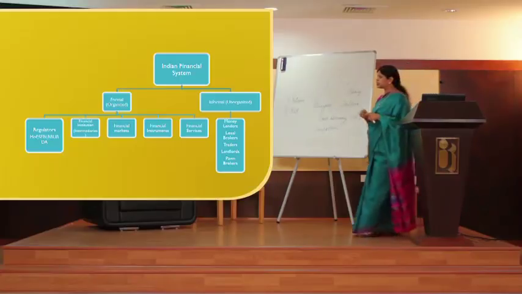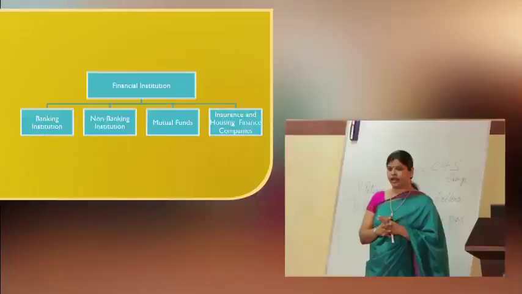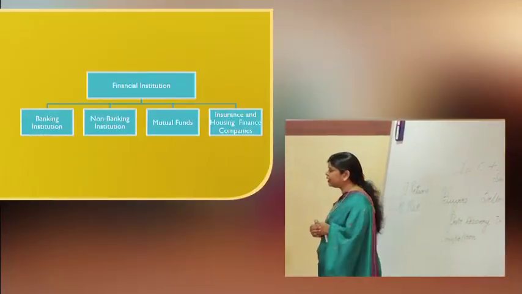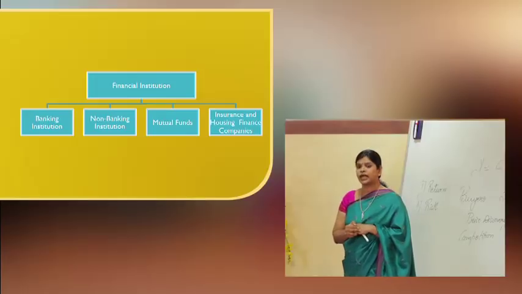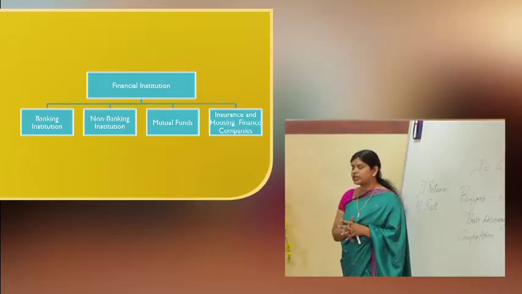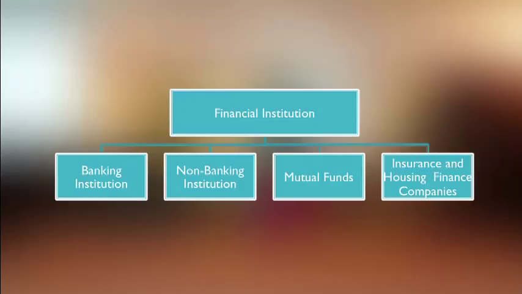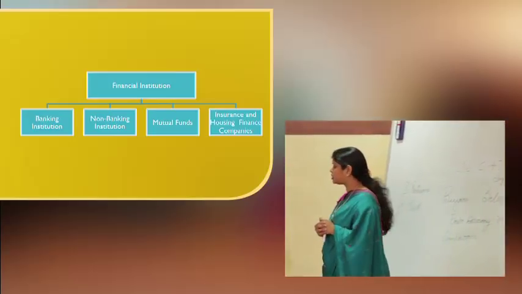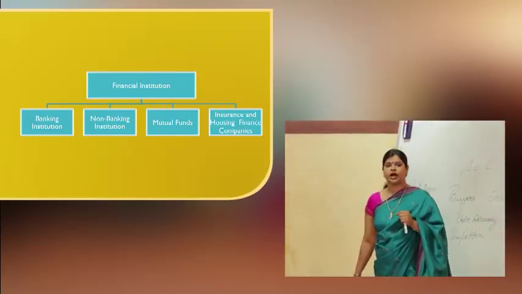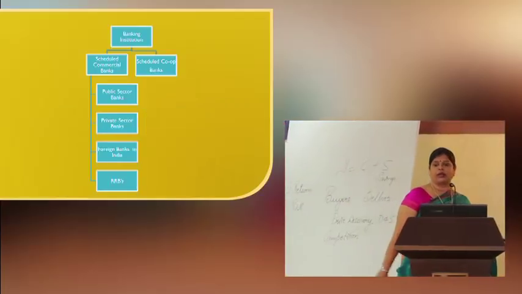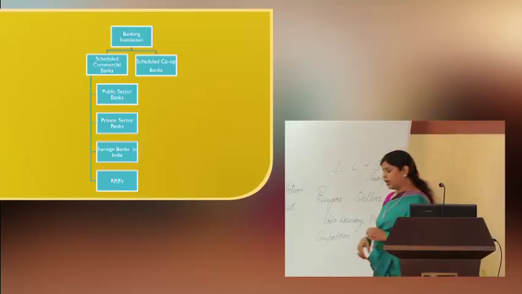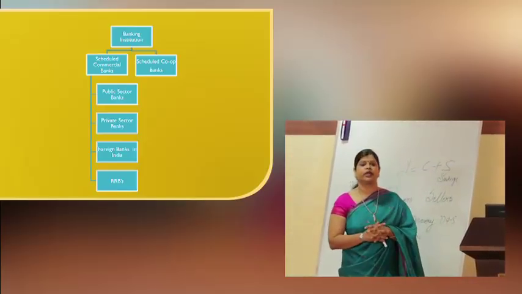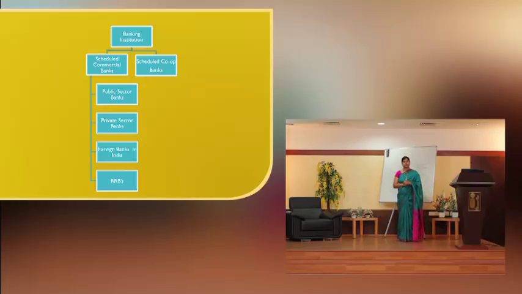Coming to the financial institutions, they are further bifurcated into four major types. Now, which are the four major types of financial institutions existing in India? First is the banking institutions, right? Then the non-banking institutions, mutual funds, and insurance and housing finance companies, right? So the four major categories of financial institutions are banking institutions, non-banking institutions, mutual funds, and insurance and housing finance companies. Now, coming to the first one, banking institutions. The banking institutions are further subdivided into two major types. Which are the two major types of financial institutions?